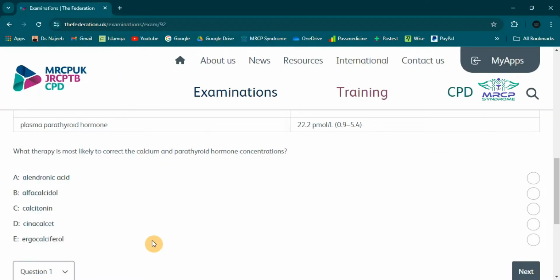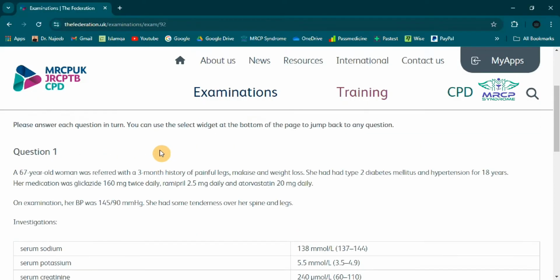So alfacalcidol would be the most appropriate therapy because it directly corrects the hypocalcemia and reduces the PTH level, and it will also address the underlying disturbances in vitamin D metabolism seen in patients with CKD. This is the active form of vitamin D analog that bypasses the need for renal activation, helping to increase the calcium absorption from the gut, correcting the hypocalcemia and subsequently reducing the PTH level. And by improving the calcium absorption and reducing the secondary hyperparathyroidism, alfacalcidol will target the pathophysiological mechanism contributing to this patient's symptoms and the laboratory abnormalities.